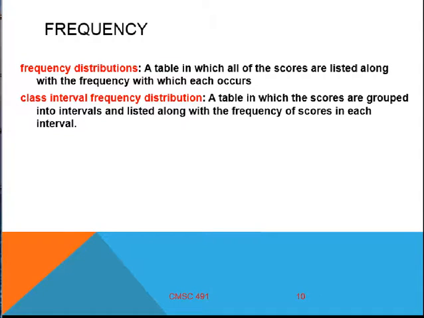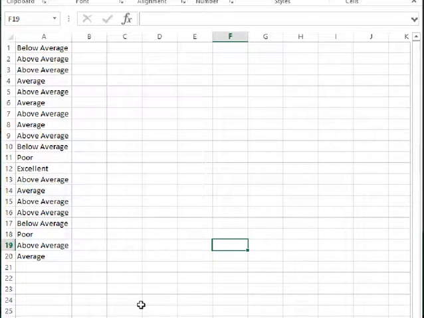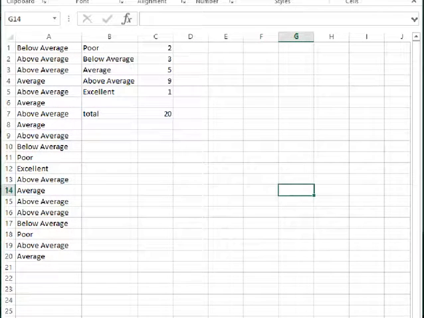So let's take an example of this. Here we see in Excel a set of raw scores, and it's from a restaurant, and the customers were asked to fill out a card that indicated whether they thought the service in the restaurant was below average, average, above average, or excellent, or poor. And you can see here the results. So this is the raw results, the raw scores from the particular cards.